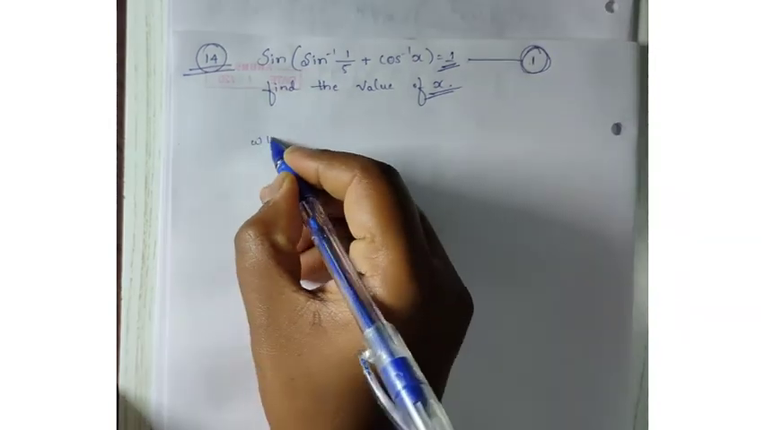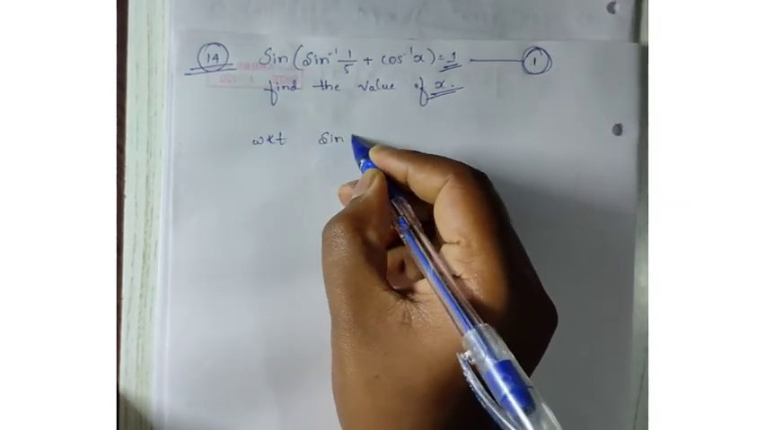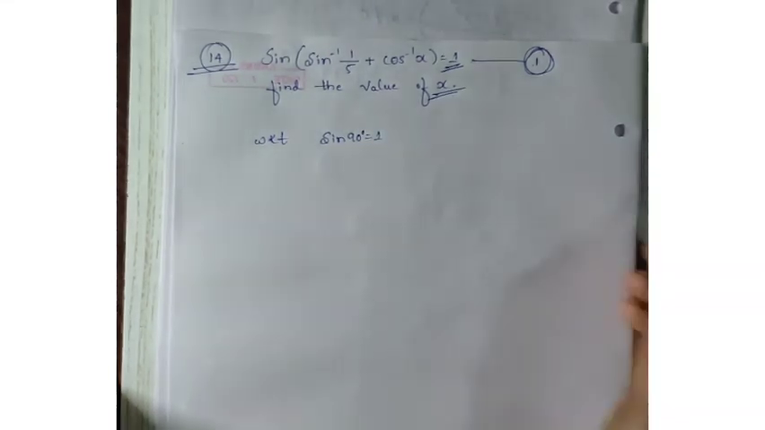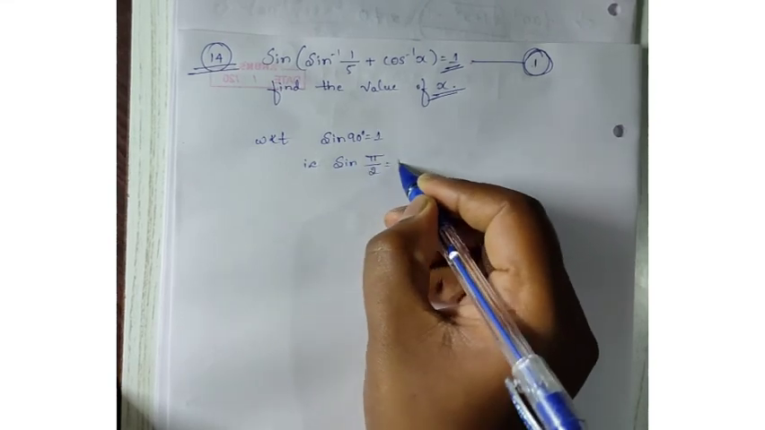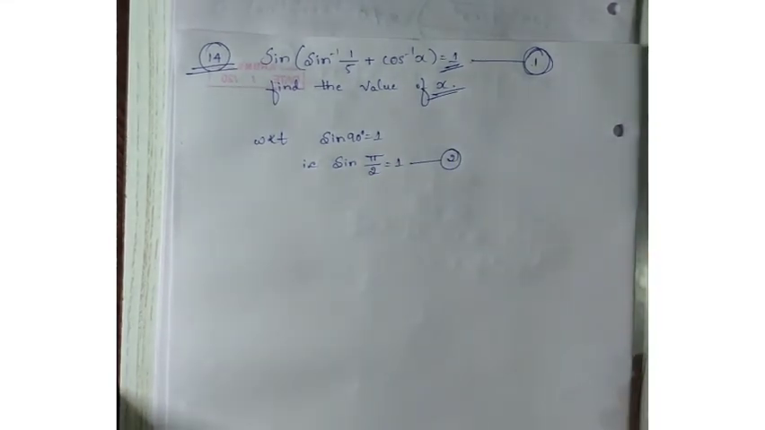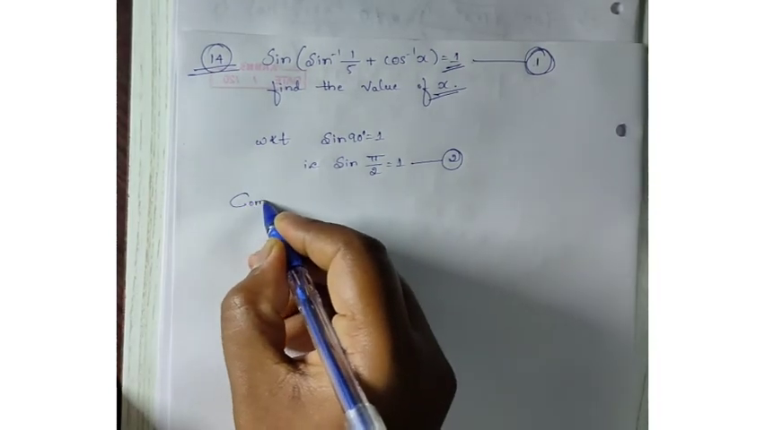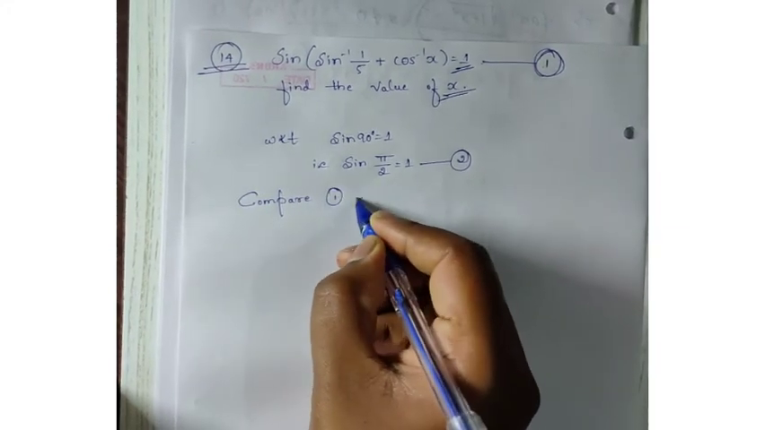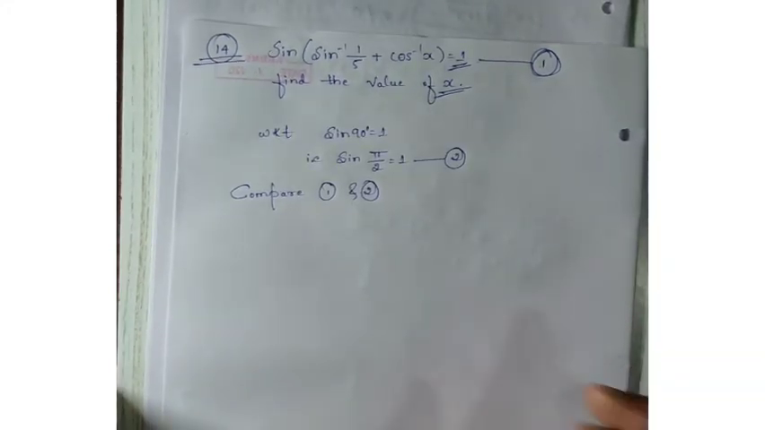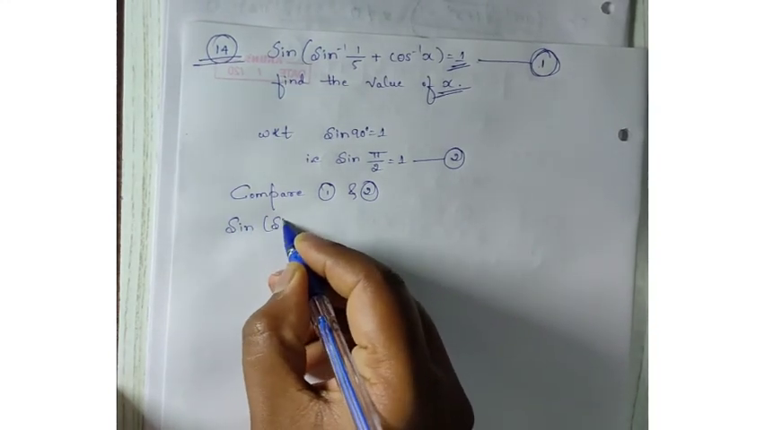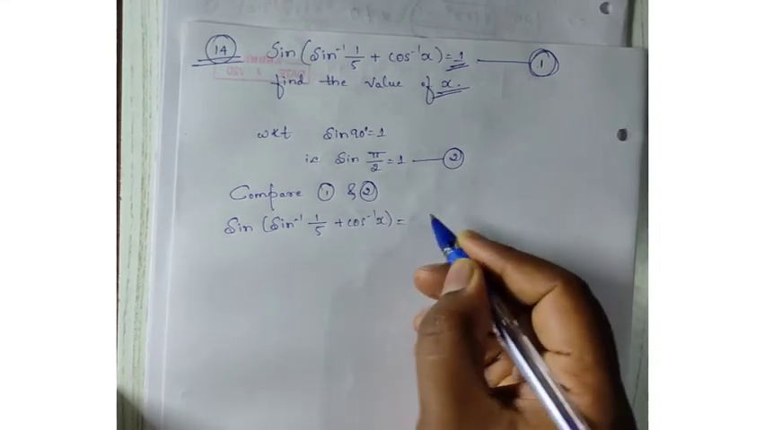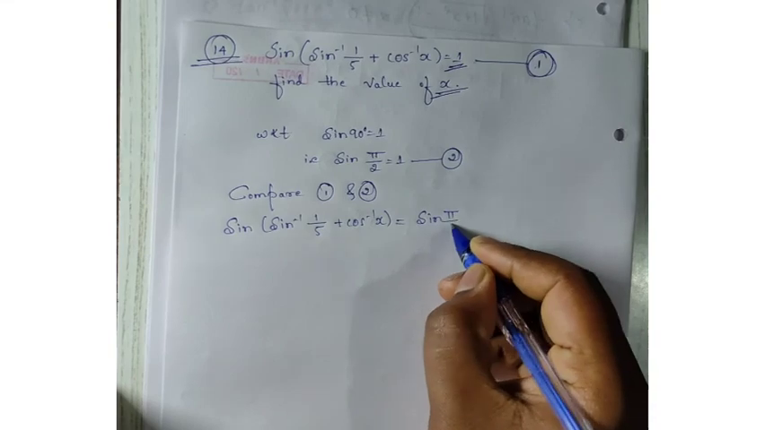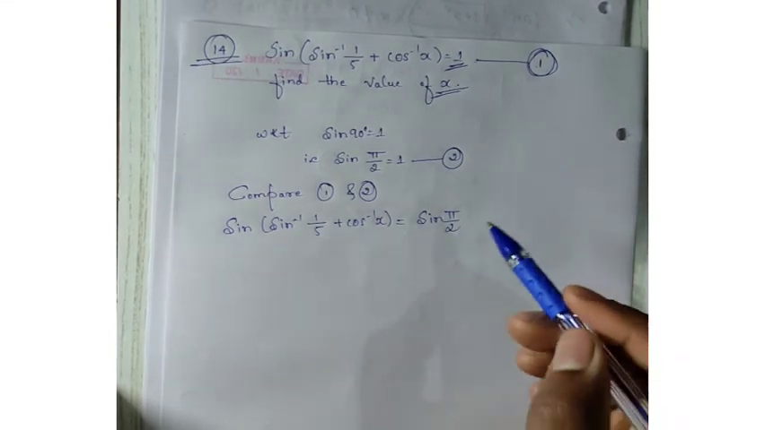So we know that sin 90 degree is 1, right? That is nothing but sin pi by 2. Let it be equation number 2. Now I'll compare equation number 1 and 2. So that sin inverse 1 by 5 plus cos inverse x is equal to sin pi by 2. So on comparing equation number 1 and 2, you'll get this.